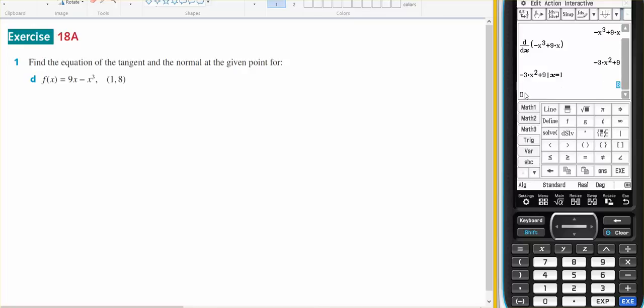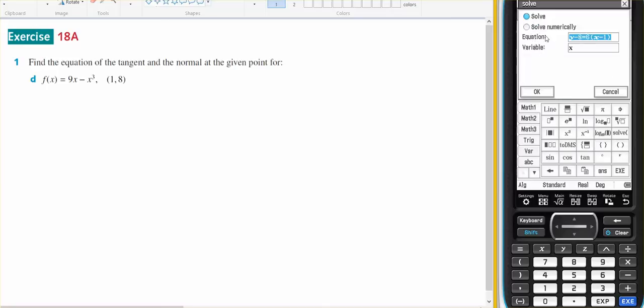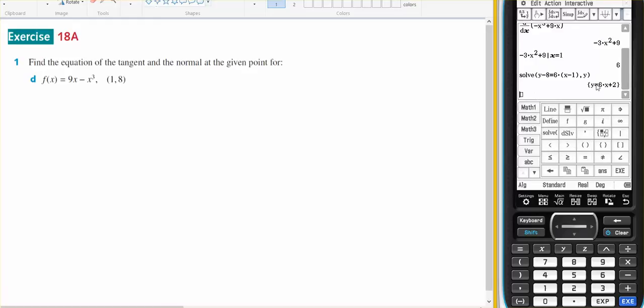If I was to find the equation of the tangent, it would be y minus y1, and y1 is 8, equals the gradient, which is 6, bracket, x minus x1, which is 1, and I would select it and solve for y. And that gives me the equation of the tangent.